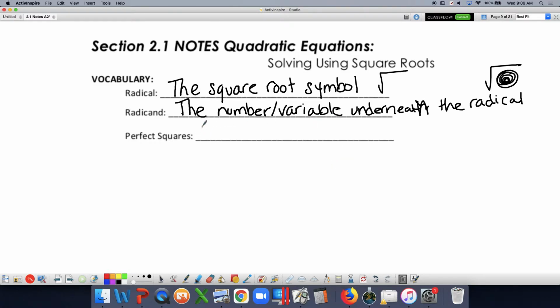So perfect squares, I know we defined it on the previous page. Anybody want to remind me what is a perfect square? You get a whole number when you take the square root of it.